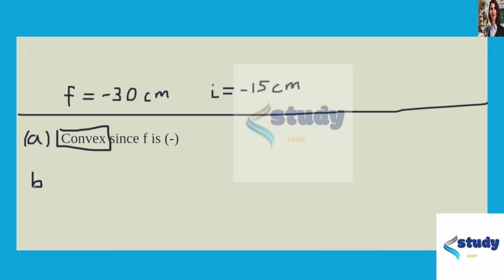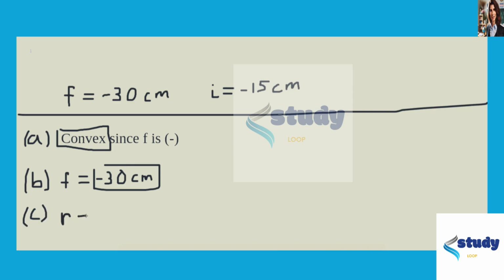Part B says, okay, since we know part A, what is the focal length? But we were given that in the question. So f is just equal to negative 30 centimeters, and we can simply box in negative 30 centimeters as our solution for B. Part C says, what's the radius of curvature of this mirror? By definition, radius of curvature r is equal to 2 times the focal length f. So this is equal to negative 60 centimeters.